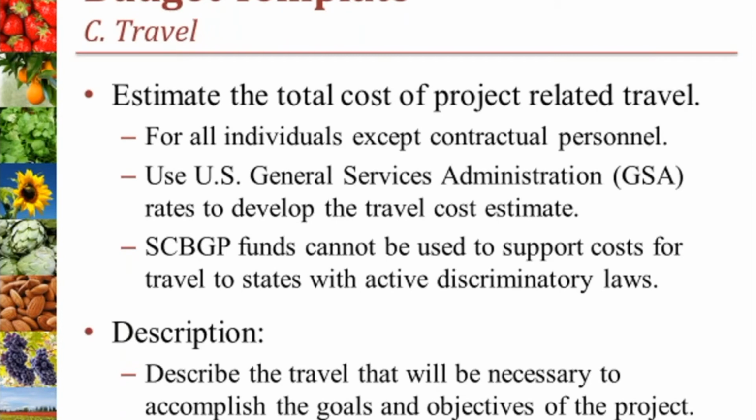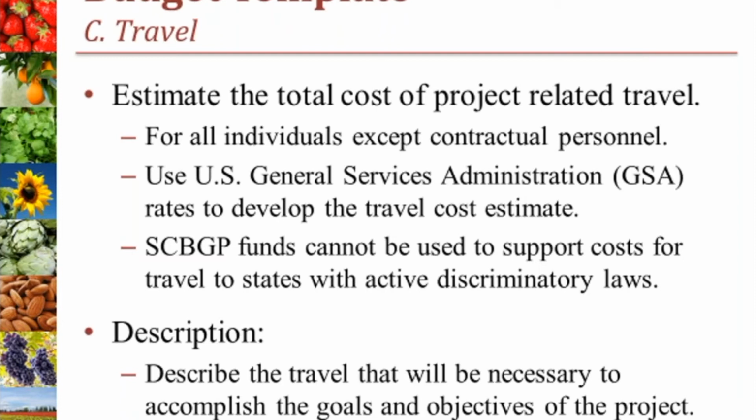Category C is travel. Under amount requested, list the total estimated cost of all individuals except contractual personnel. When preparing your travel cost estimate, please use the per diem amounts required by the U.S. General Service Administration or GSA. These rates vary by location, so look up the appropriate rates using the GSA website. You will find a link to the GSA website included at the bottom of the budget template. Although your budget is only an estimate at this stage, please use the GSA per diem rates to ensure your costs are not excessively high.